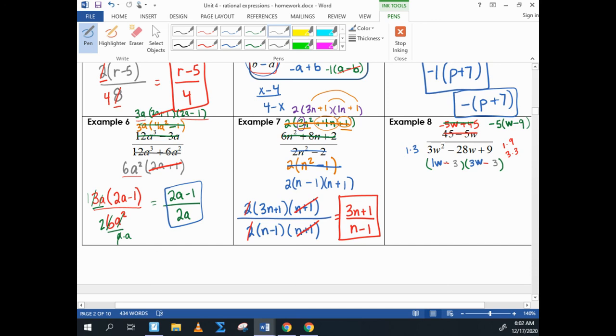Notice when we go to check it, we've already made it so our first terms and our last terms work. We just have to check that when you do your outside terms here, the 1w times negative 3, that gives me a negative 3w. My inside terms, negative 3w times negative 3w gives me a negative 9w. When I combine those, when I add those together, that gives me a negative 12w, not my negative 28w. Okay, so we did it wrong.